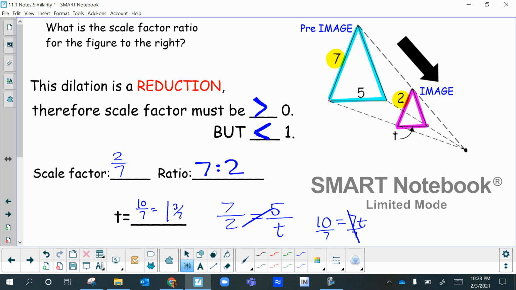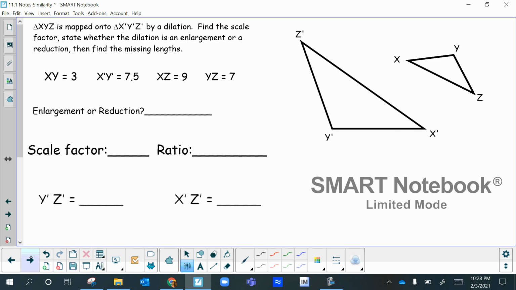Okay, so those are your 2 types of dilations. It's either going to get larger or it's going to get smaller, okay? And whenever you dilate something, the figures are similar. So let's just try some examples with these similar figures.